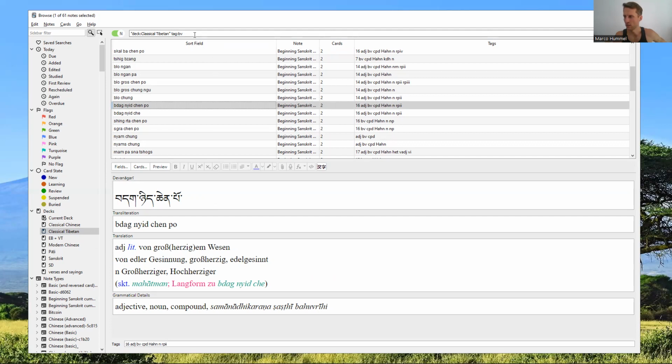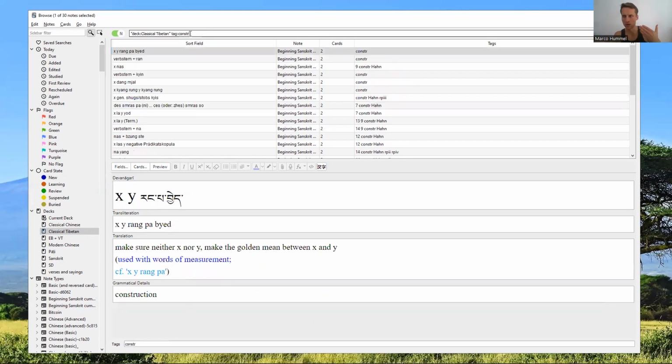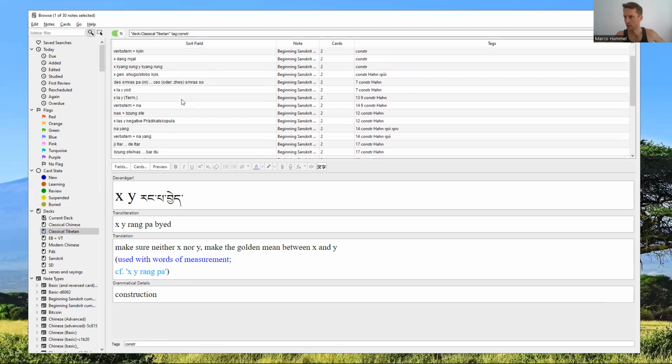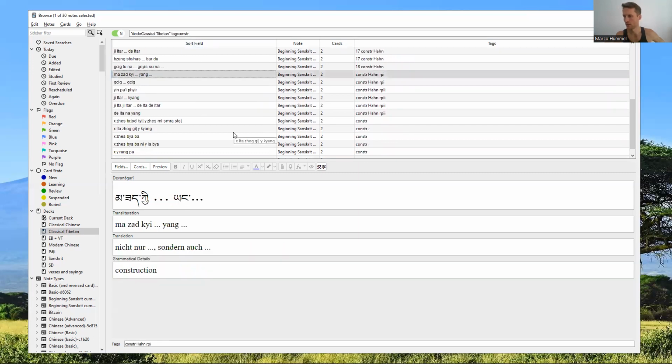Yet again, we can even go a step further and look for example constructions. These are very hard to come by because you read them maybe once in the book, or you might catch them once when your teacher explains them in the class, but afterwards you are at a loss when you try to read the text by yourself. So just for example here, x, y, rangpa. So make sure neither x nor y, or make the golden mean between x and y. And these constructions then go on and go on. So not only, but also, and even.